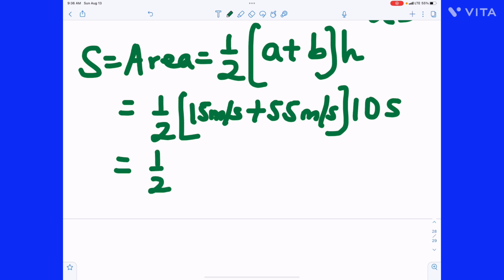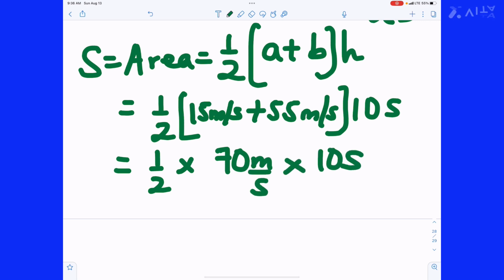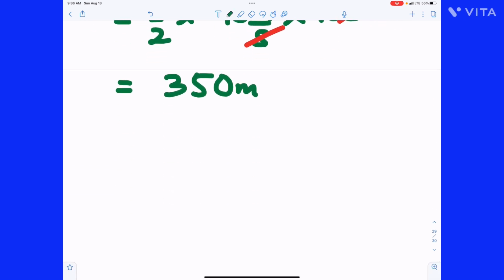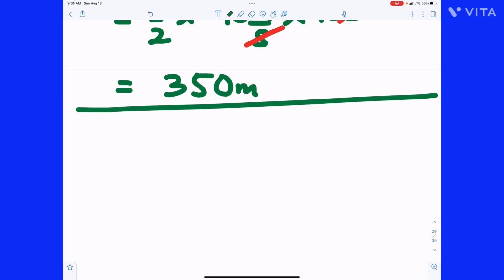So my distance is half times 55 plus 15, 70 meters per second times 10 seconds. Is that clear? Second, we cut second. What do I have left? I'm going to have 35 times 10, 350 meters. I can do that using the area under the graph, but I don't need to do that since I have all the parameters I need to find the area.